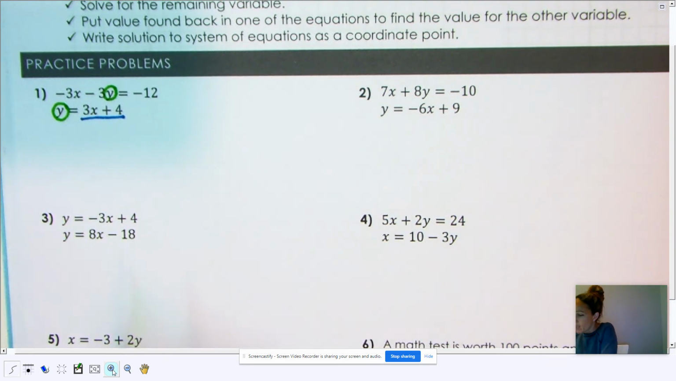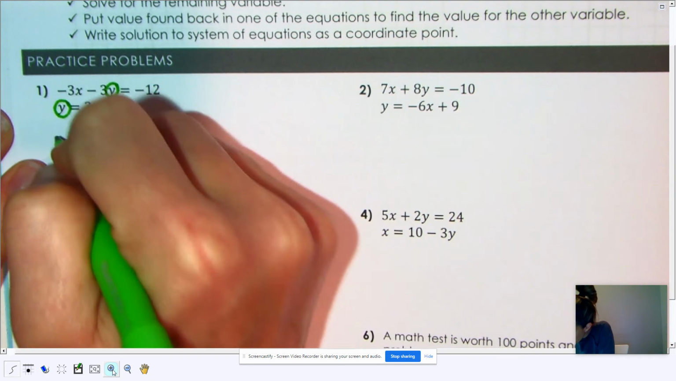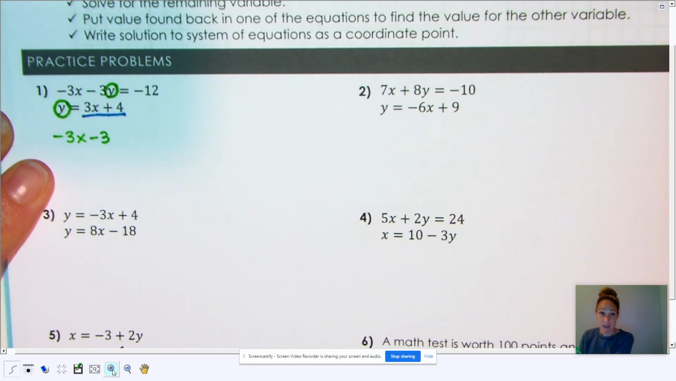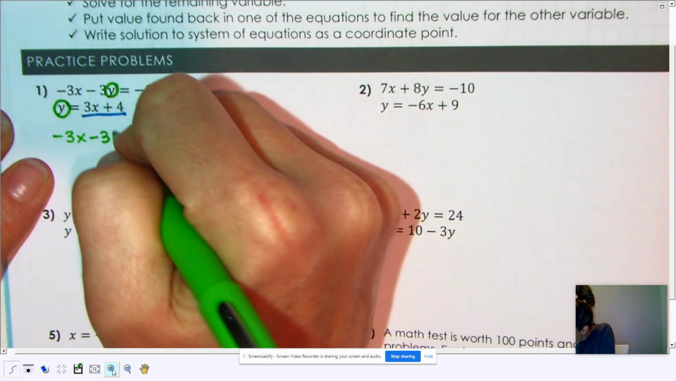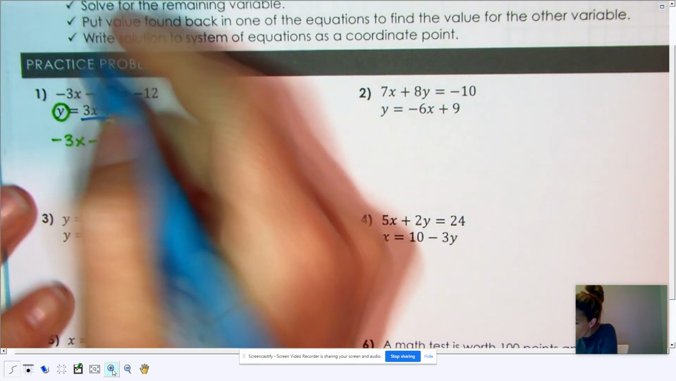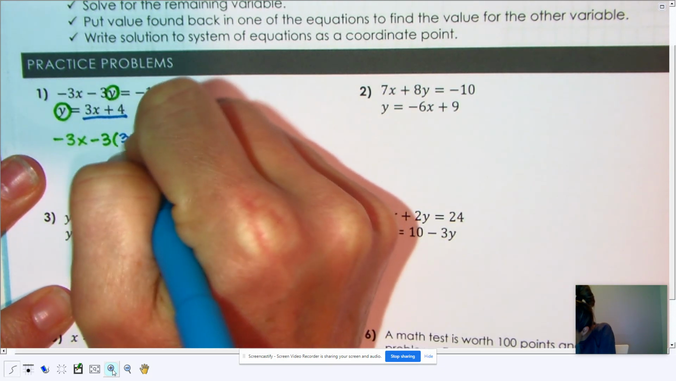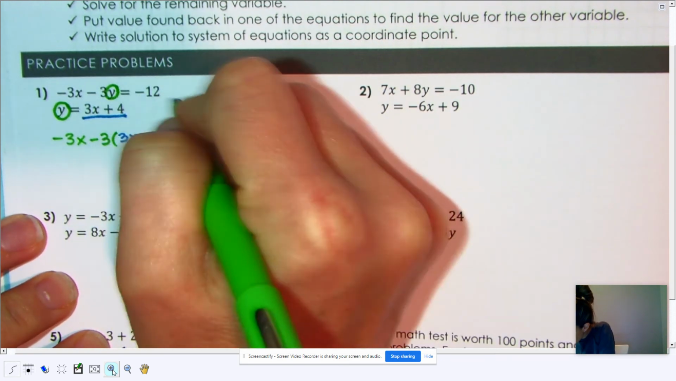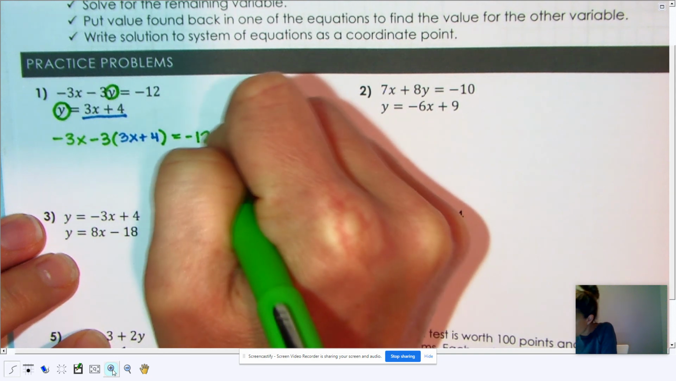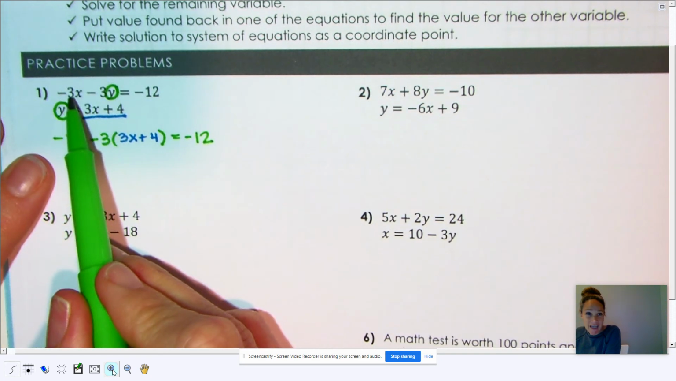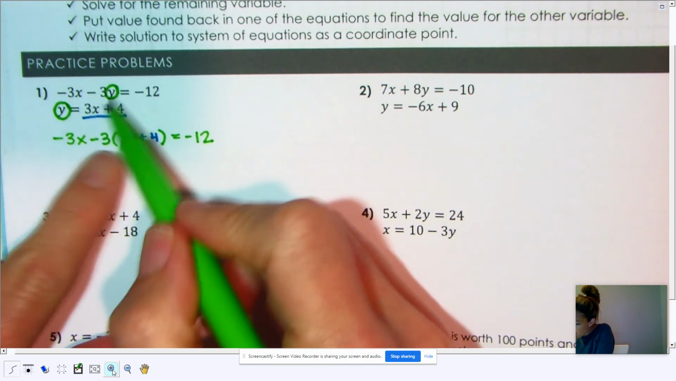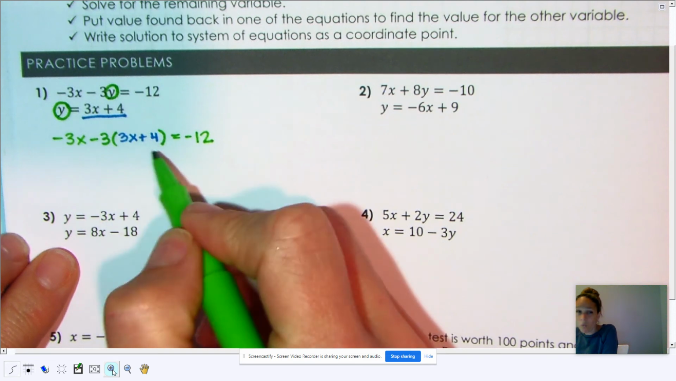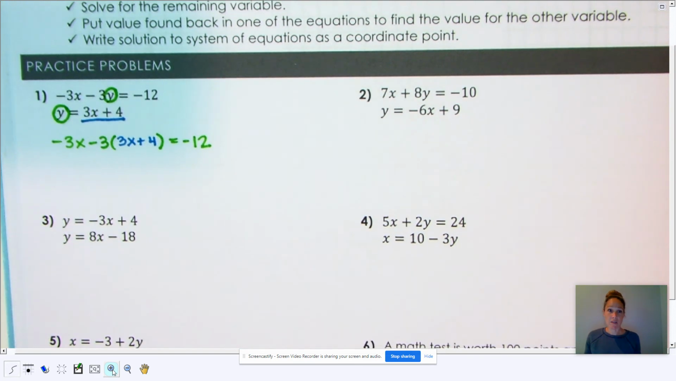Okay, so I'm going to copy this equation, negative 3x minus 3, but when I get to the y, I'm going to stop. Instead of writing that y, I'm going to plug in what y is equal to, which is 3x plus 4. Then I'm going to continue writing the whole rest of that equation, equals negative 12. So this is the same equation I had, negative 3x minus 3y equals negative 12, but I substituted in what I know y is equal to. So that's why this one's called substitution.